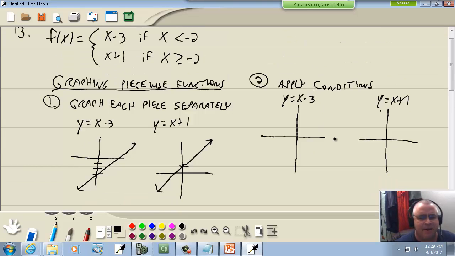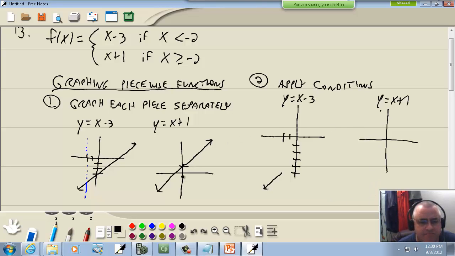Okay, so it looks like x minus 3 is this one right here when x is less than negative 2. So what I'm going to do is take this, and it's like we have an invisible line here at negative 2. And we're going to erase either the left side or the right side. Well, this tells us to keep when x is less than negative 2, so I'm going to keep the left side. That's where it's less than. So I keep that piece right there.